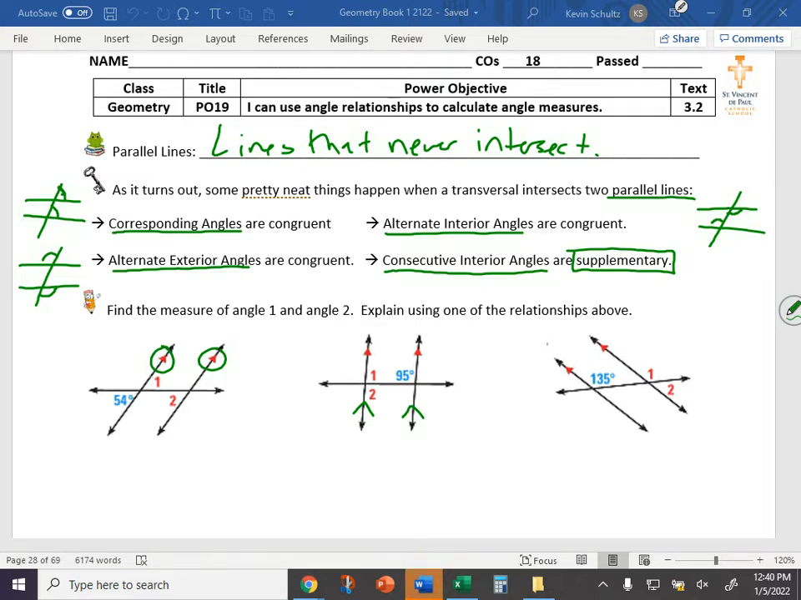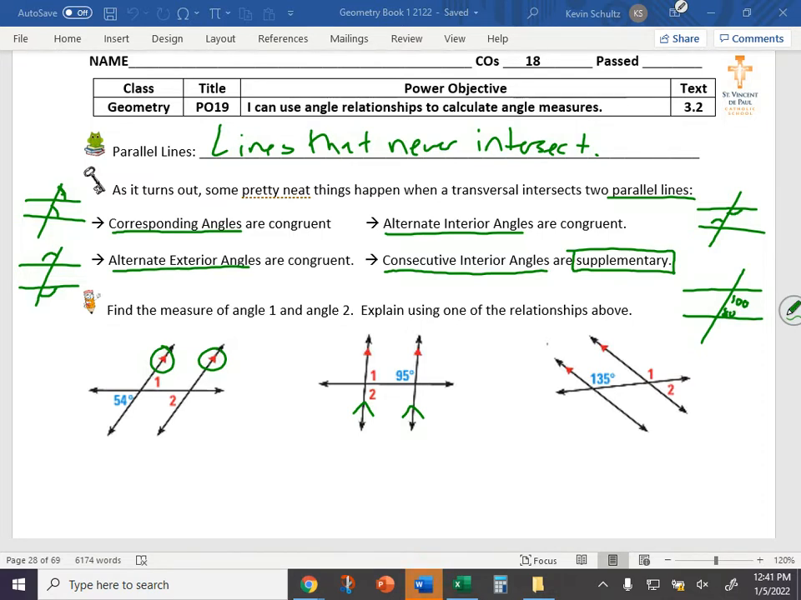Those consecutive interior angles are not congruent, they're supplementary. Which means what? Supplementary means what, Drake? They add to 180 degrees. So you've got the parallel lines, you've got the transversal coming through. An example of consecutive interior angles might be these two here. So this one is 100. This one here would be 80. They're not congruent. They're supplementary.